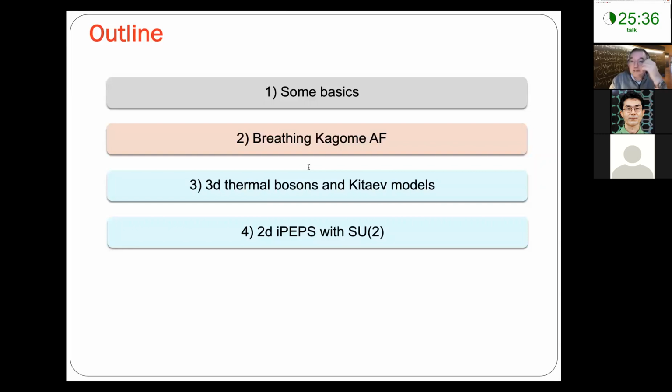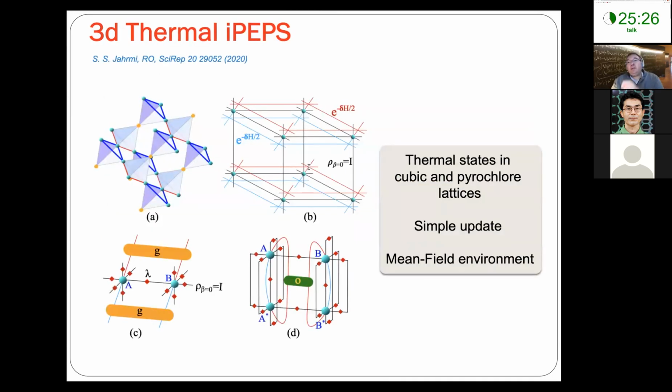Let me move on now to the second scientific content of my talk, which is about thermal states. This is again something that we published with Said some time ago. Before doing thermal states, we developed an algorithm to deal with infinite lattices in 2 dimensions or even in higher dimensions, of any geometry. Then we generalized this algorithm to deal with thermal states, so we developed an algorithm to deal with thermal states in arbitrary lattices.